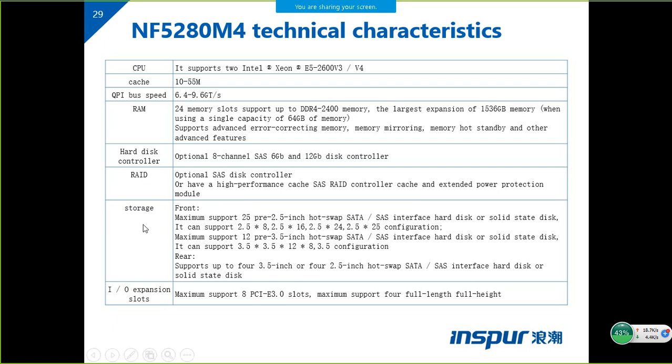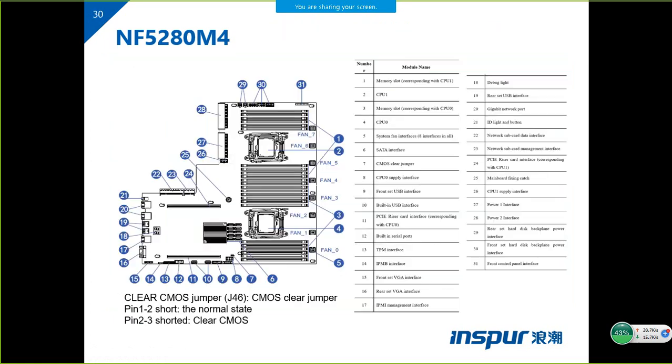And this is the storage. Actually, I have shown the different layouts and different configurations of the hard drive backplane. And here is the PCIe. For the PCIe, we can install the RAID card, network card, and any others. And here is the layout of the motherboard. Actually, it is mostly the same as the last one.